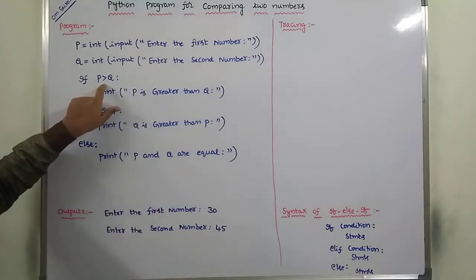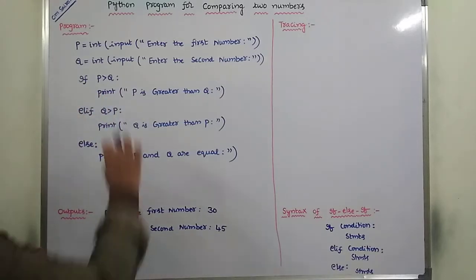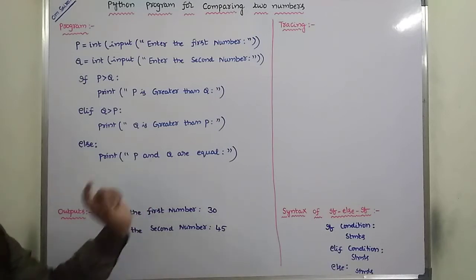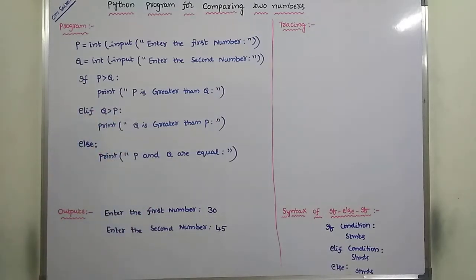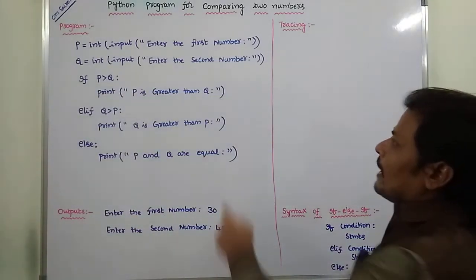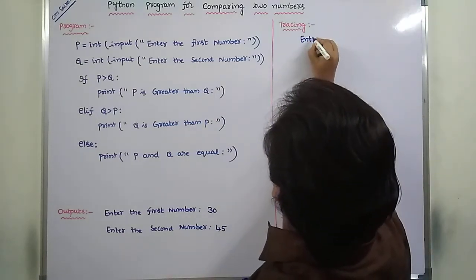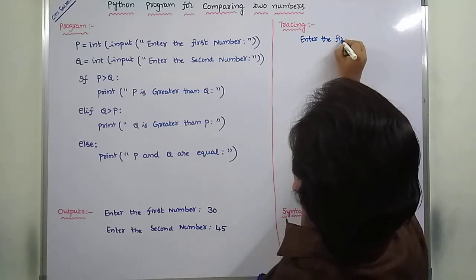Here, P is greater than Q is false, and Q is greater than P is false. Both conditions are false, so we can say that P and Q are equal. So this is our program. Now I am tracing that program. First is enter the first number.